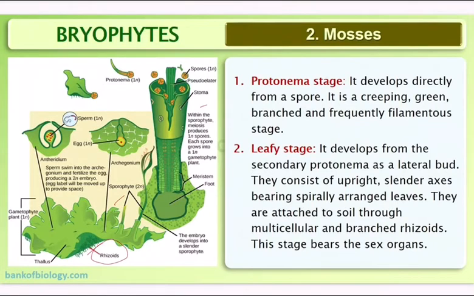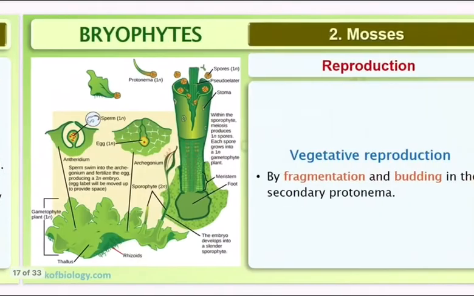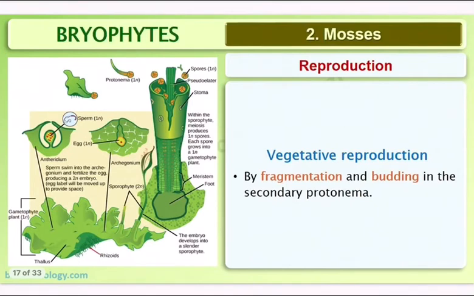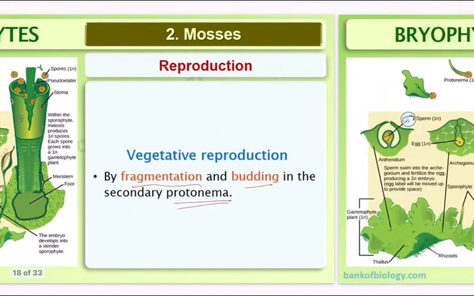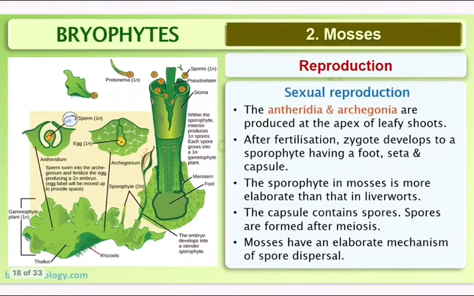They are attached to soil through multicellular and branched rhizoids. You can see the presence of multicellular branched rhizoids. So this stage bears the sex organs, namely the antheridia and archegonia. Mosses, through fragmentation and budding, basically undergo vegetative reproduction, and the secondary Protonema is responsible for that.